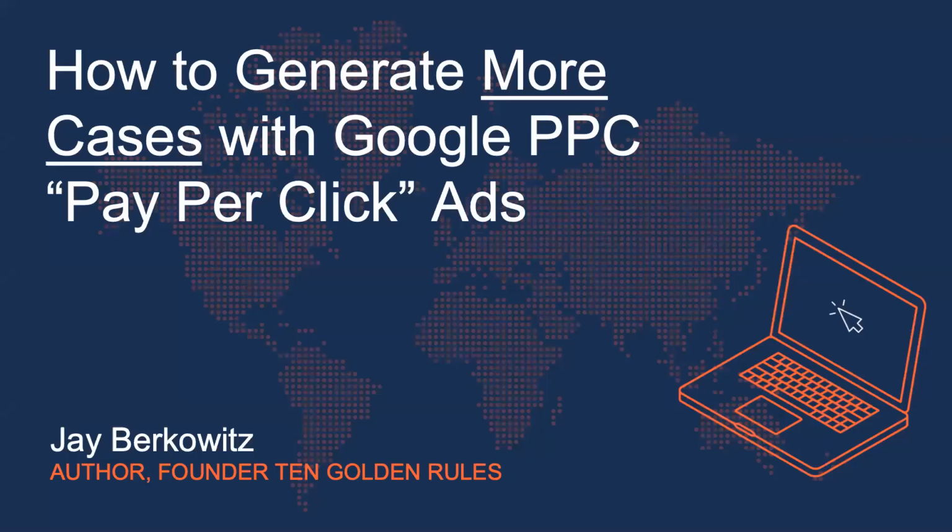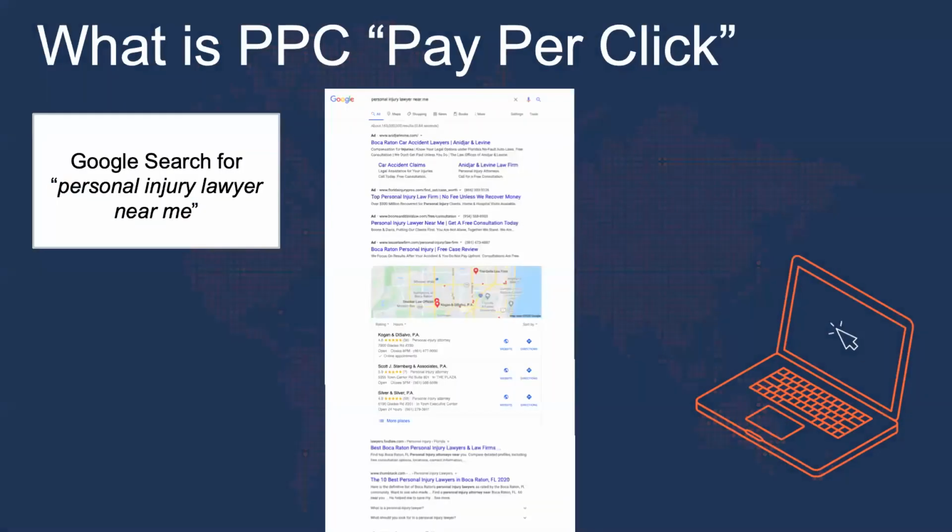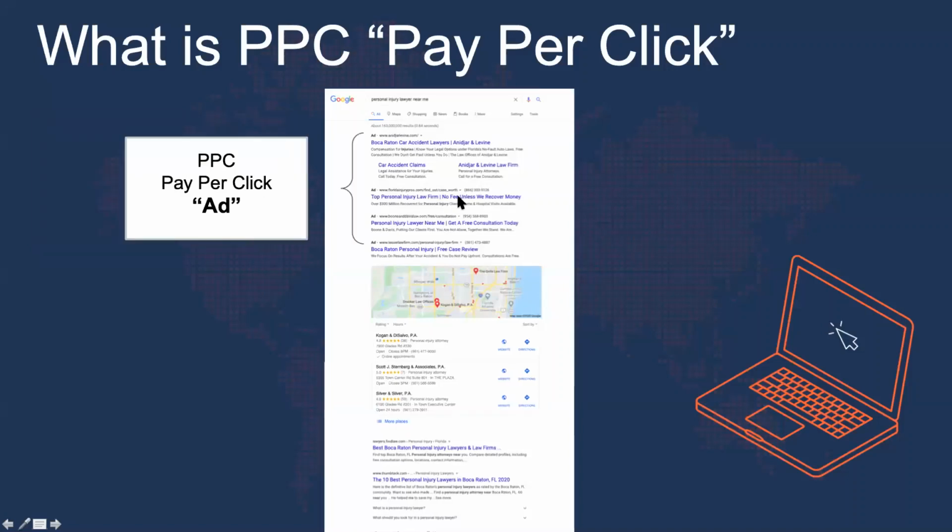First off, we're going to talk about what is pay-per-click and what are some of the newest things in Google paid advertising. So Google search, this is an example of a Google search for personal injury lawyer near me. And this is what the search would look like. And interesting to note, it looks the same on your desktop as it looks on your cell phone today.